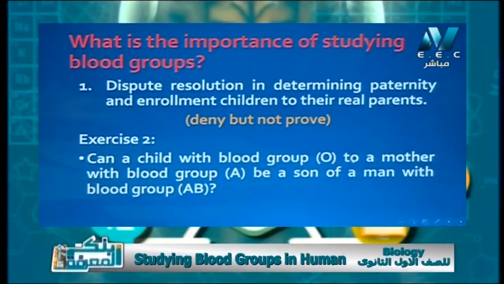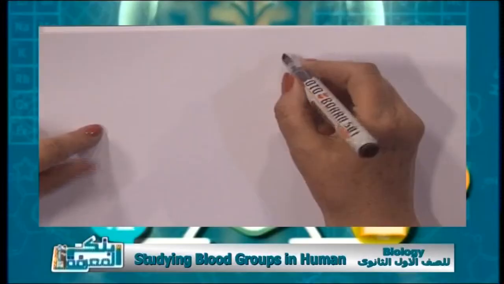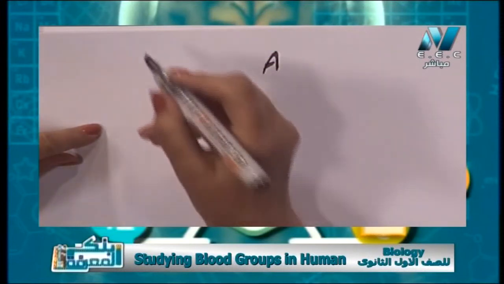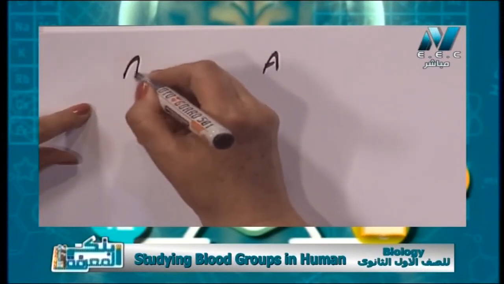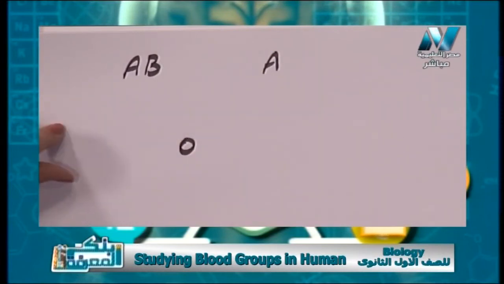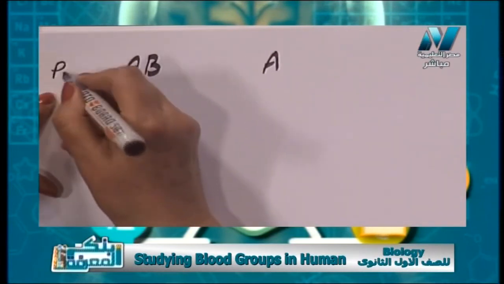Can a child with blood group O to a mother with blood group A be a son of a man with blood group AB? Let us see. The mother is A, and the father AB, and their son O. What do you think, my dear students?